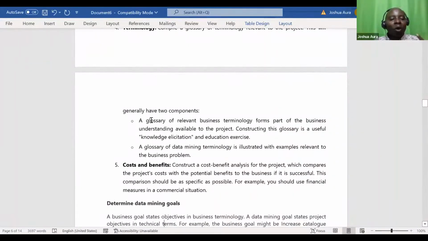You must do a cost-benefit analysis. Cost-benefit analysis: how much will it cost us? What is the value that we shall derive? Remember, one of those 5 V's is the value. What value are we going to derive out of this data mining?